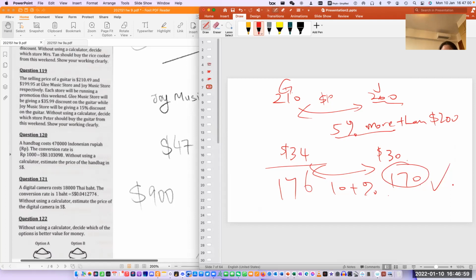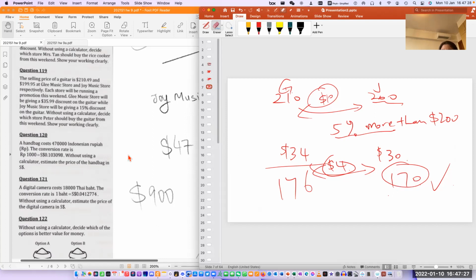All right. The difference is $4. So the $4 is not enough to offset the $10. That's another way to look at it. Okay, the $4 is not enough to offset this $10. So therefore, this is the cheaper option. All right, so you choose Joy.